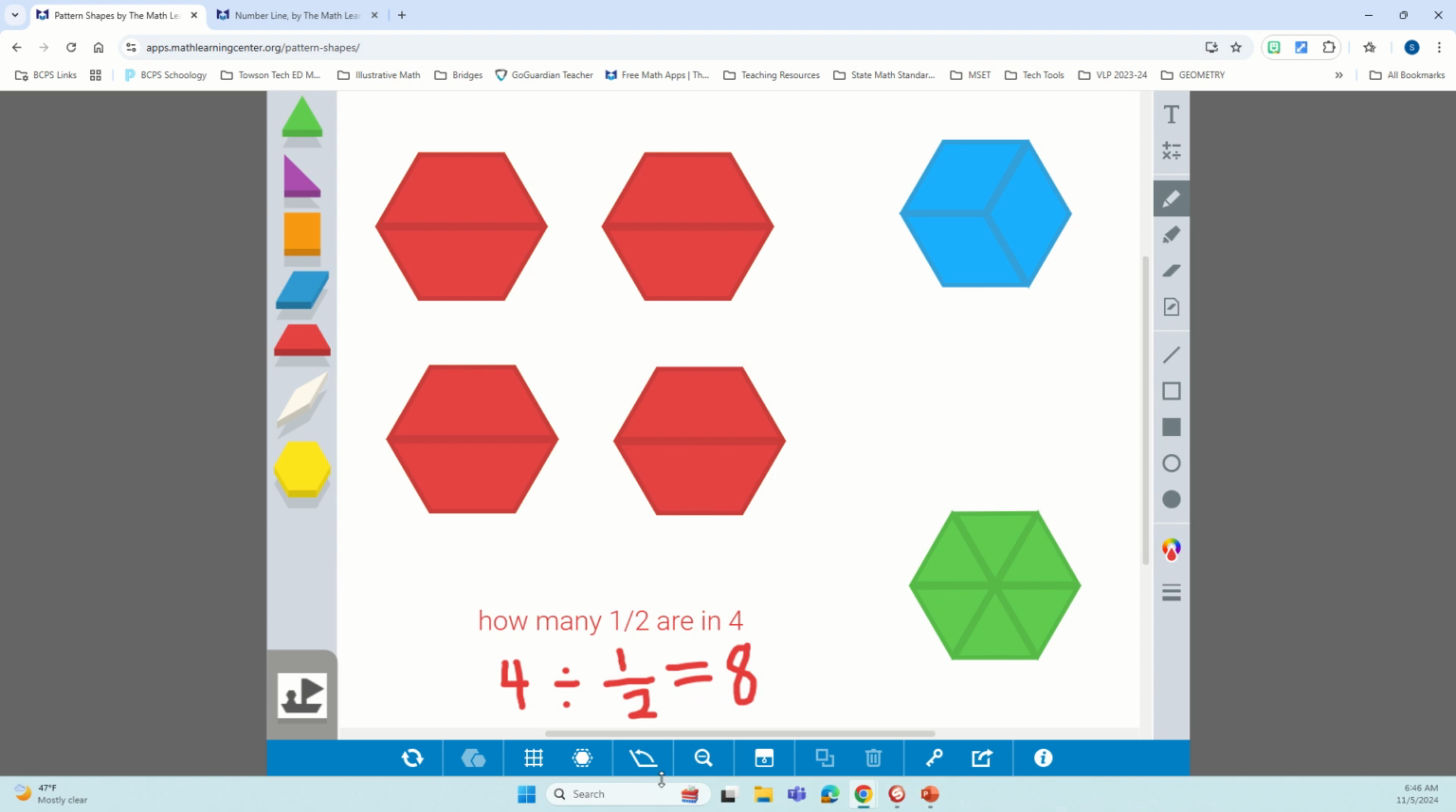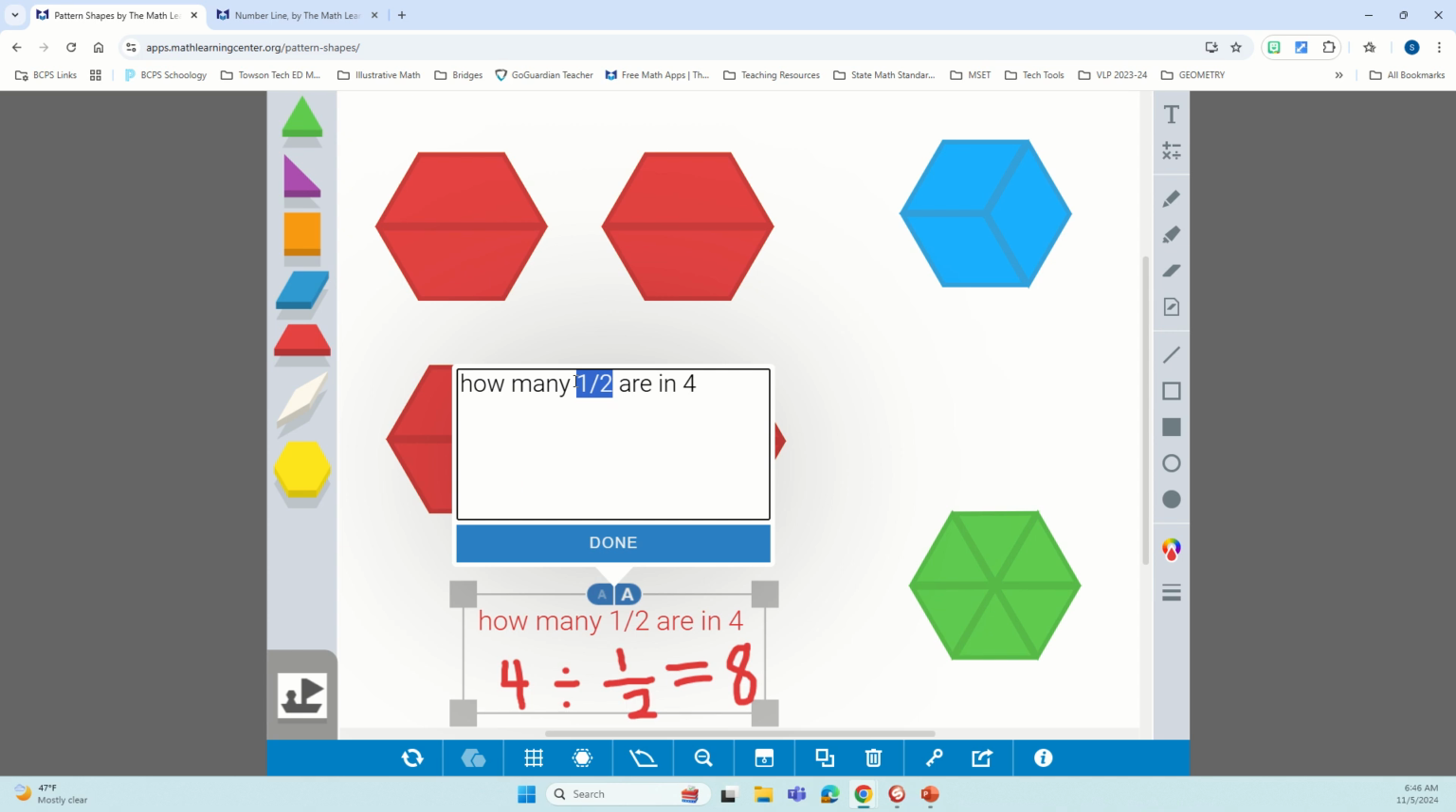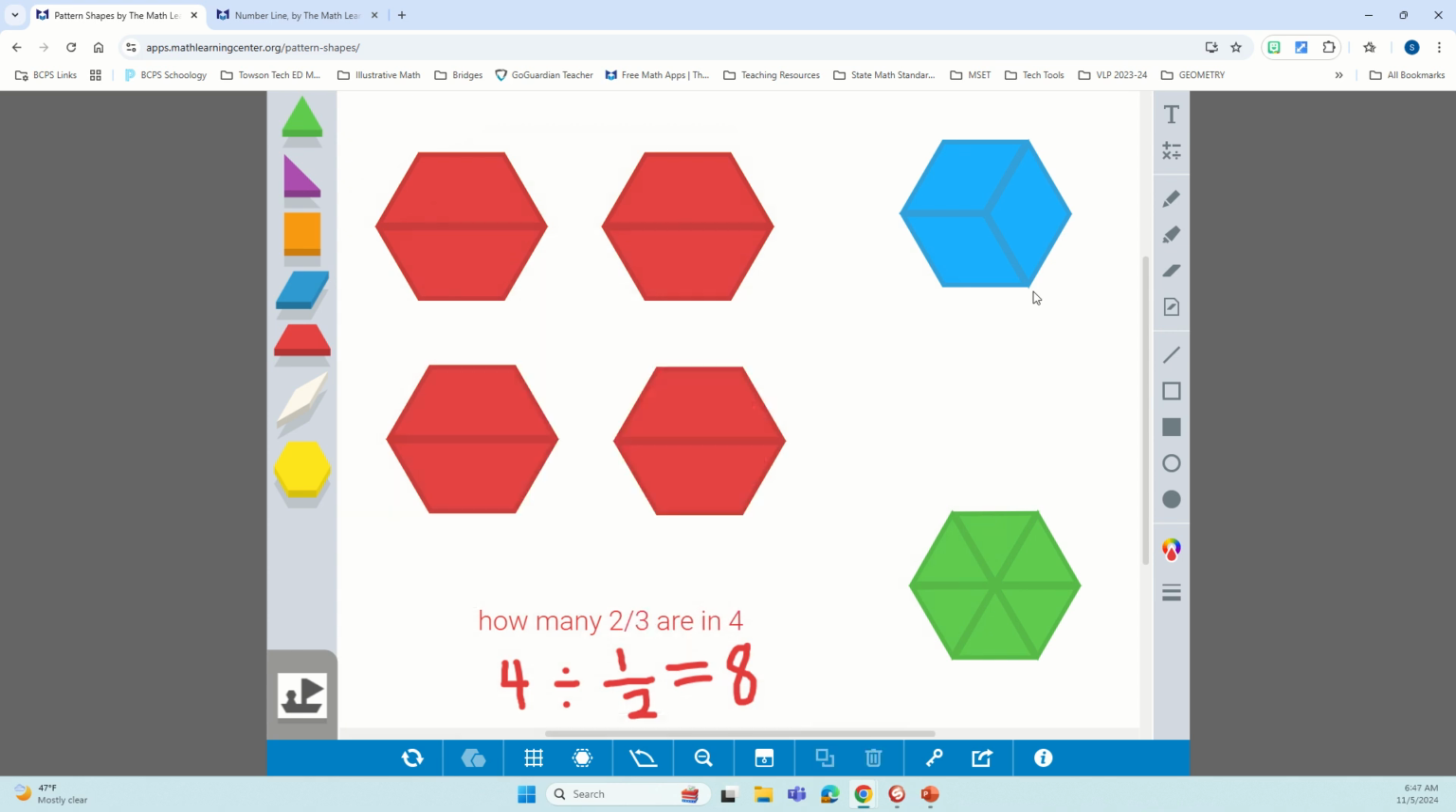Now we'll do one more with the pattern blocks. I'm going to do thirds, and I'm going to stick with 4. We're going to change it to: How many 2/3 are in 4? How many 2/3 are in 4? So again, this would just be 4 divided by 2/3.